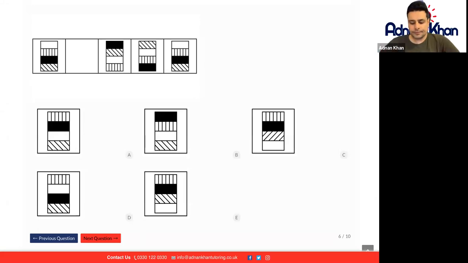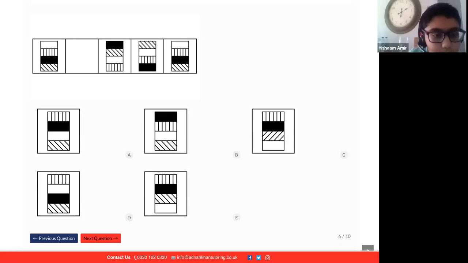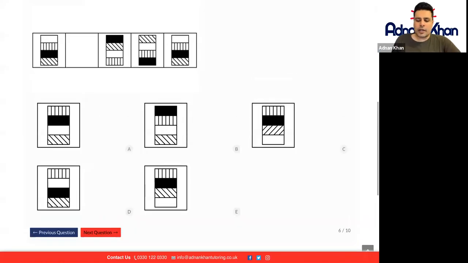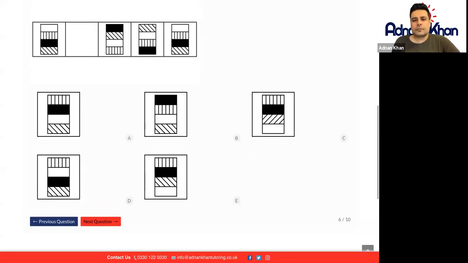This one would be C. C. Check that one again one more time. Okay. I'll help you with this one. If you look here, can you see the stripy Oh, it's E.